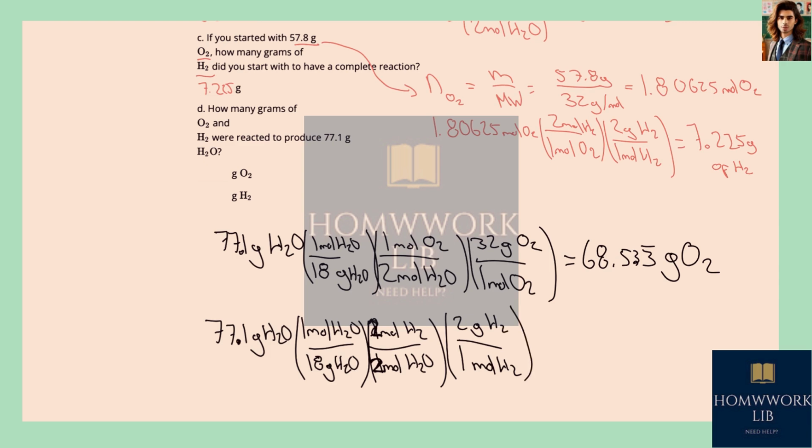So, in this case, the result is going to be 693.9 grams. Sorry about that. I multiplied by 9 instead of dividing by 9. But the result is going to be 8.566 repeating grams of H2. So these are going to be the quantities: 68.533 and 8.566 repeating. You can put it 667 if you want. Both are going to be correct.